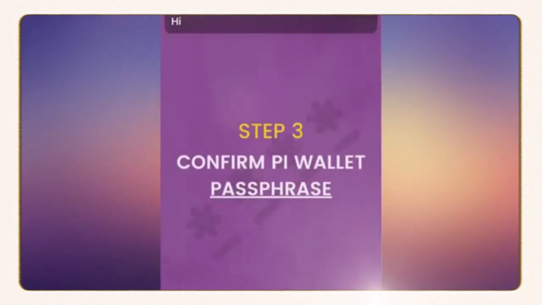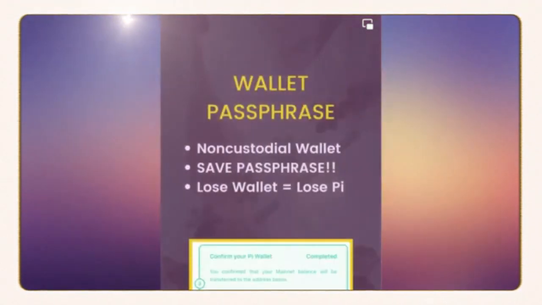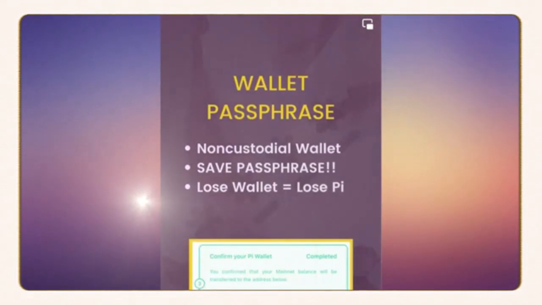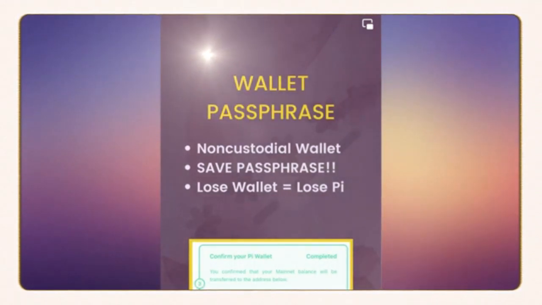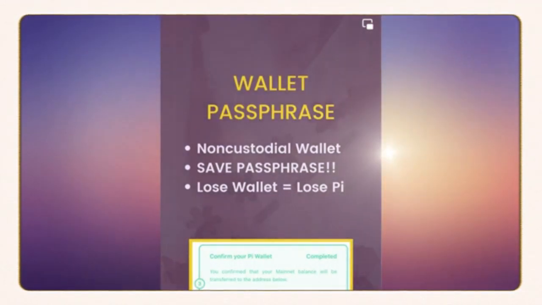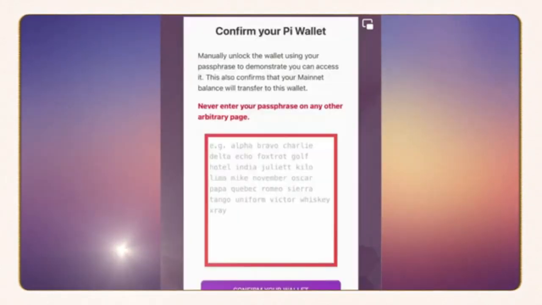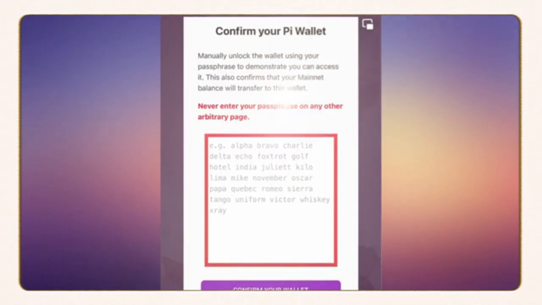Step 3. Confirm your Pi wallet. Your Pi wallet is non-custodial in nature, which means that Pi Network does not have records of your wallet passphrase, which is needed for you to unlock your wallet. Losing your wallet passphrase is thus akin to losing your entire wallet along with all assets inside. To ensure that you know your wallet passphrase, step 3 requires you to enter it here. Please remember to store the passphrase somewhere safe so that you do not lose it or forget it, and that no one else has access to it.